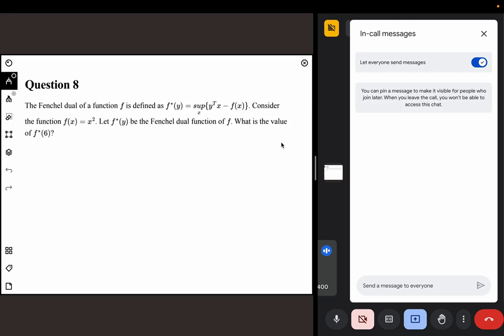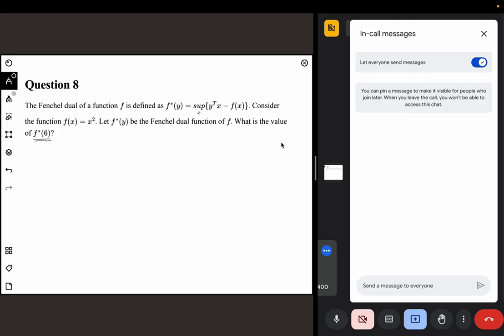Yeah, this one is on the differential dual. I just put one problem so that the concept will be clear. So we have f star of y defined in this particular way. This is a differential dual. So consider the function f of x equal to x square, and we need to find the f star of y by the differential dual function. What is the value of f star of 6?